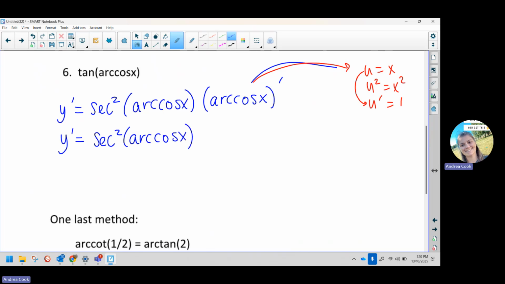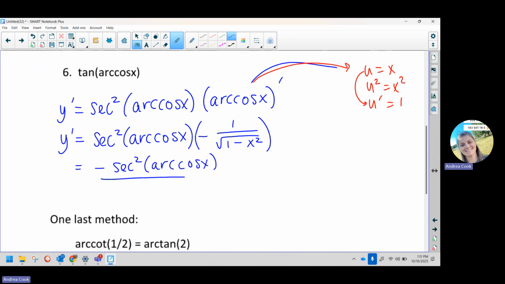And then the derivative of arc cosine is negative u prime over the square root of 1 minus u squared. I'm fine with you leaving it like that or bringing the negative in front, maybe bringing the negative in front, and then writing that on the bottom.